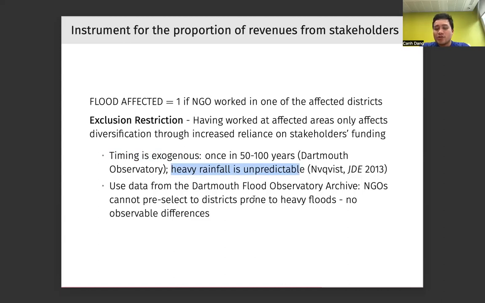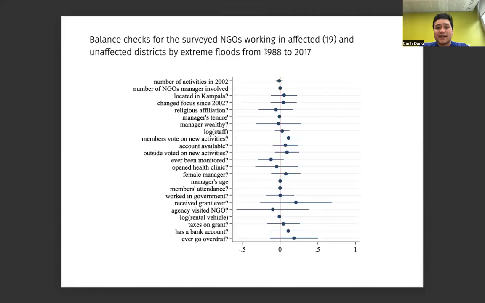Okay. We also use a bunch of data to show that NGOs cannot pre-select themselves into areas that are vulnerable to heavy floods. So we're looking at heavy floods from 1988 to 2017, and we see that NGOs working in areas that were vulnerable to at least one extreme flood from 1988 to 2017 have no statistical difference from those who are working in the non-vulnerable areas.